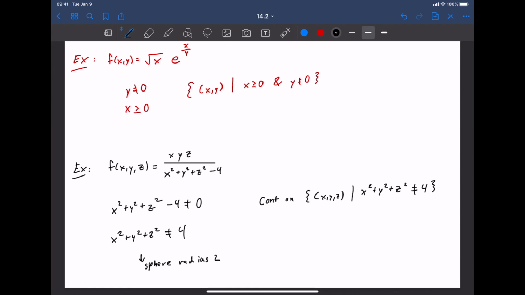That's it. So I would focus on the proofs more than continuity. I'm pretty sure this continuity stuff is pretty straightforward.